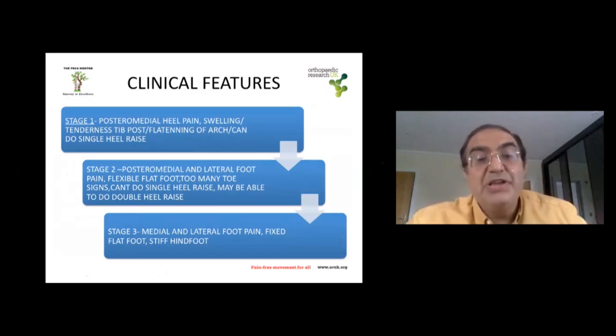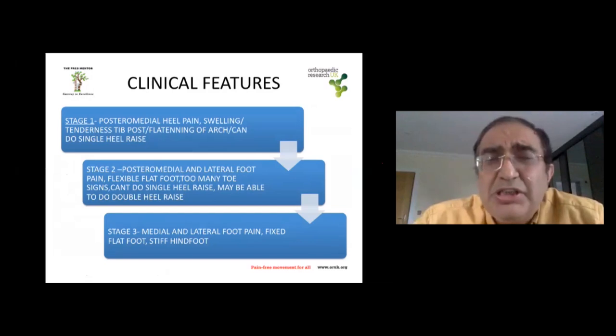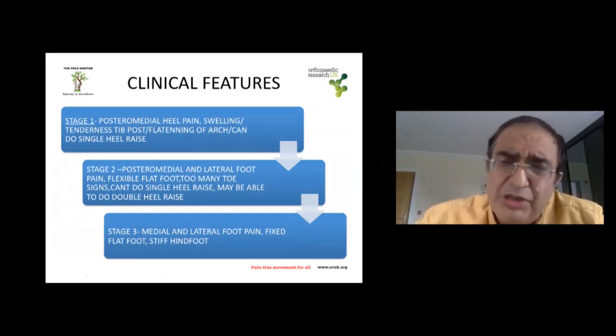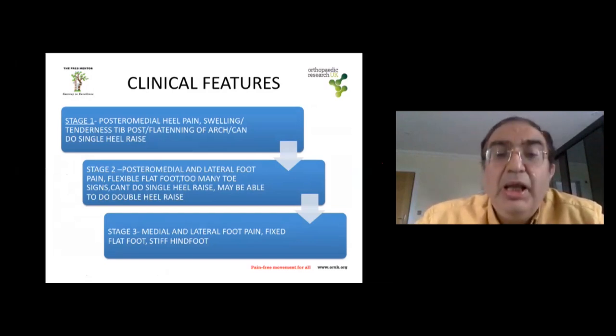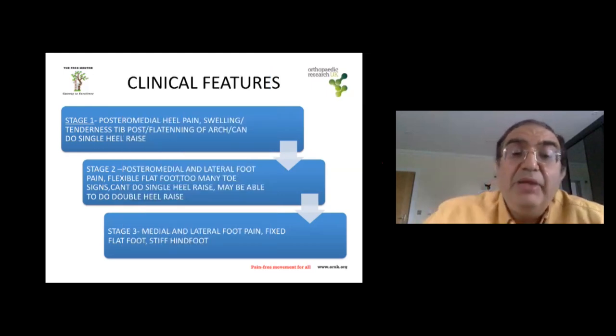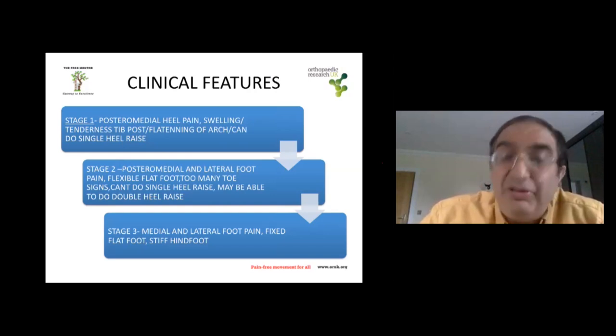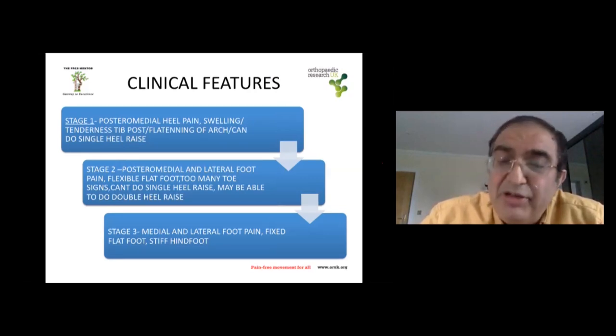So what happens, as we said, in stage 1, where there's only some inflammation of the tip post, you may notice some pain along the medial side of the tip post and the medial ankle. There could be swelling there, so you can see the swelling sometimes. There may also be flattening of the arch, but most important is this is a correctable deformity. So the patient can do the double heel raise and the single heel raise. It corrects both. Even if you ask him to stand on one heel or the toes on one side, the deformity corrects.